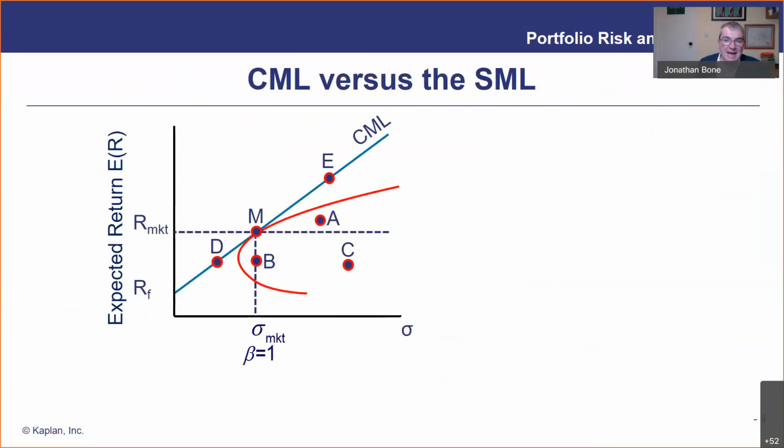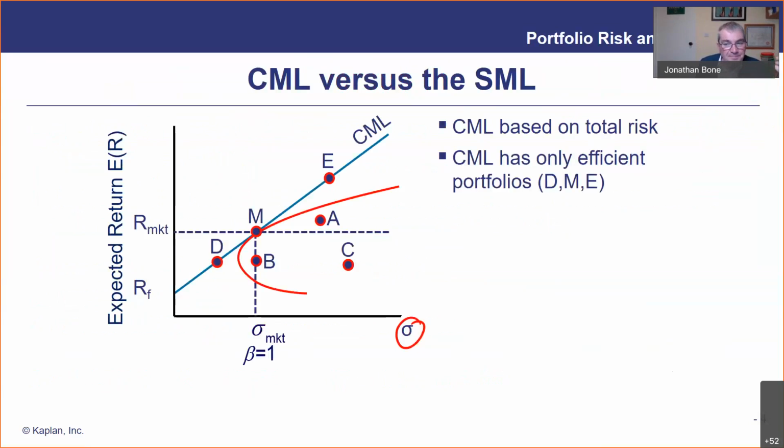CML versus the SML. Well, all this is saying is that if we look at this CML, and remember we're looking at total risk when we look at the CML, only securities D, M, and E are generating the correct return, or the market portfolio is always on the CML. So it's really only portfolios D and E that lie on the capital markets line. Those are the only securities that are generating the correct return given their level of total risk.